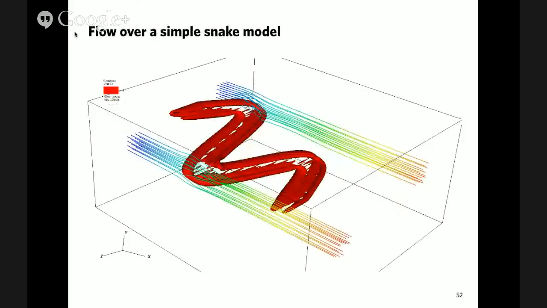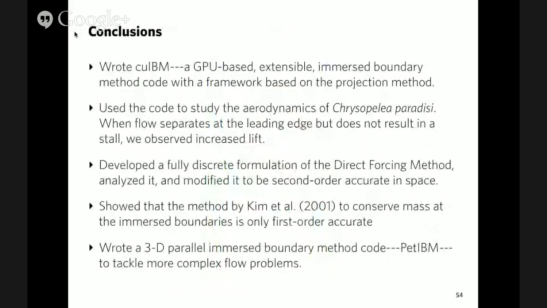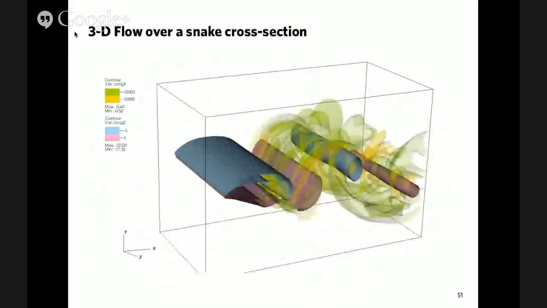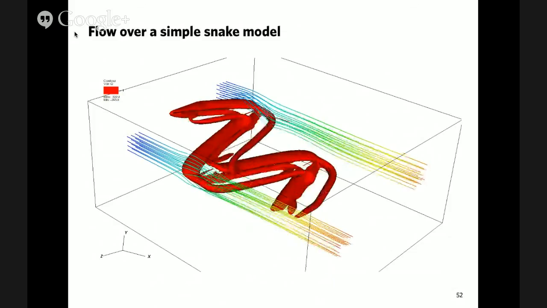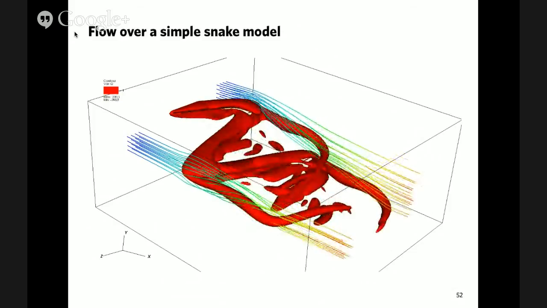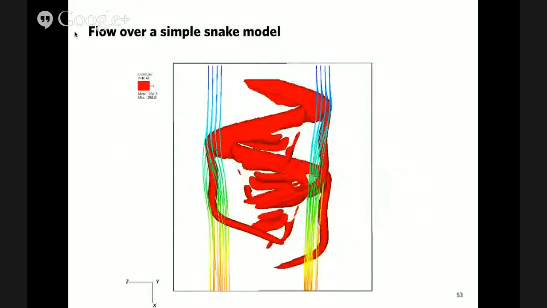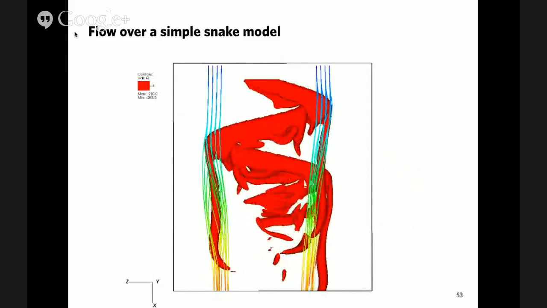And since we need to go forward with our snake work, I just ran some proof of concept tests for the snake cross section, and this is at Reynolds number 300. This was just a snake shaped body which sheds vortices as flow moves over it, and this is the top view of the same thing. Actually, a pretty cool simulation. You can see that the vortex on the ventral side detaches much quicker than the vortex on the dorsal side, and there's some pretty interesting interaction there.